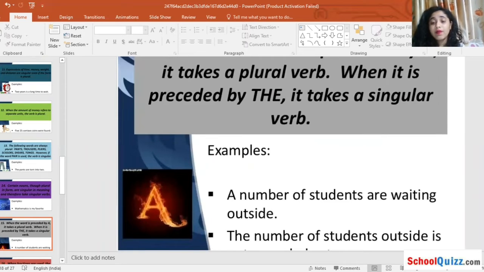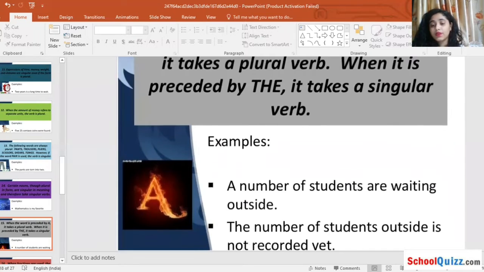So example, a number of students are waiting outside. Okay. Now you might be thinking, A is given, so why is the verb we are using not singular? Why are we using plural? Because A indicates that it is a singular word, but the verb that will be included will be plural, indicating that there can be many students. So we can write a number of students because of the S. We are writing are waiting outside.